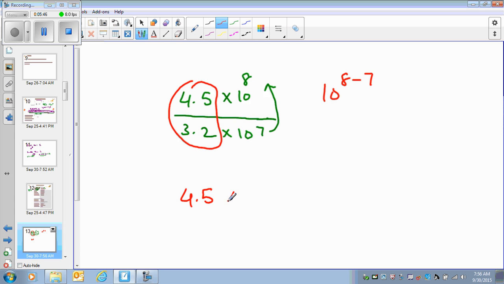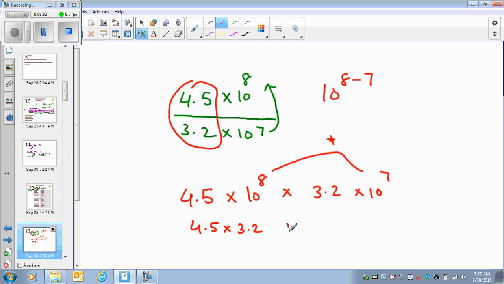And if I was to multiply 4.5 times 10 to the 8 multiplied by 3.2 times 10 to the 7, then I will be adding the exponents. So I will multiply 4.5 times 3.2 and I will add the two exponents. So keep it in mind that when you divide, the exponents get subtracted, and when you multiply, the exponents get added. So we must understand how to deal with exponents when we convert things into scientific notation.